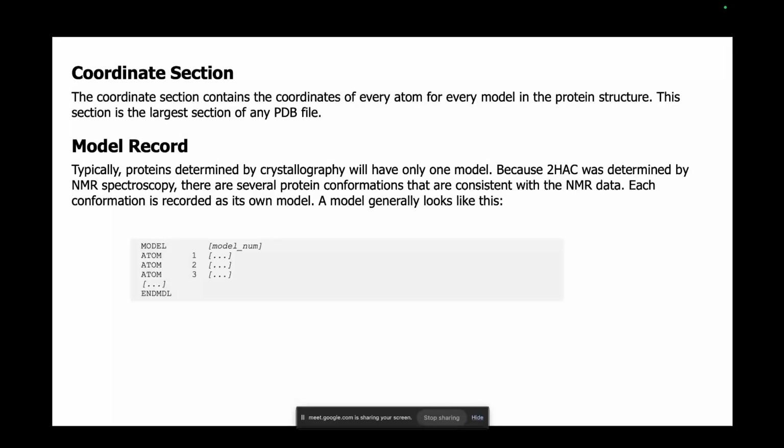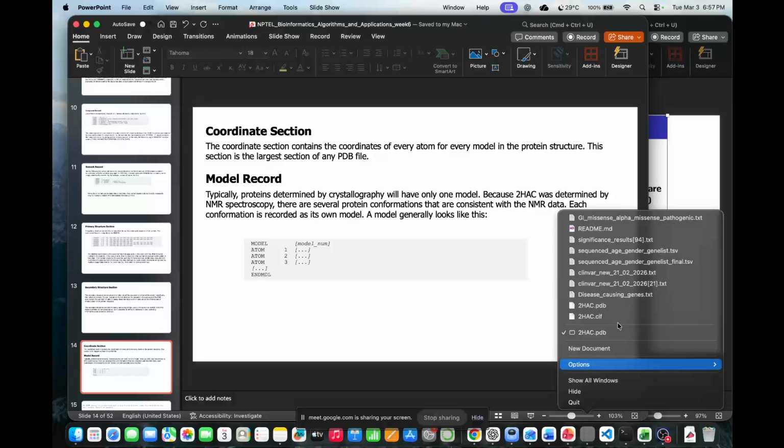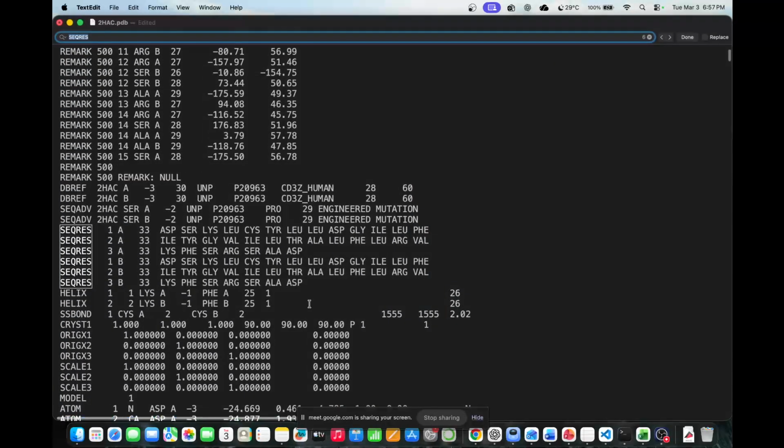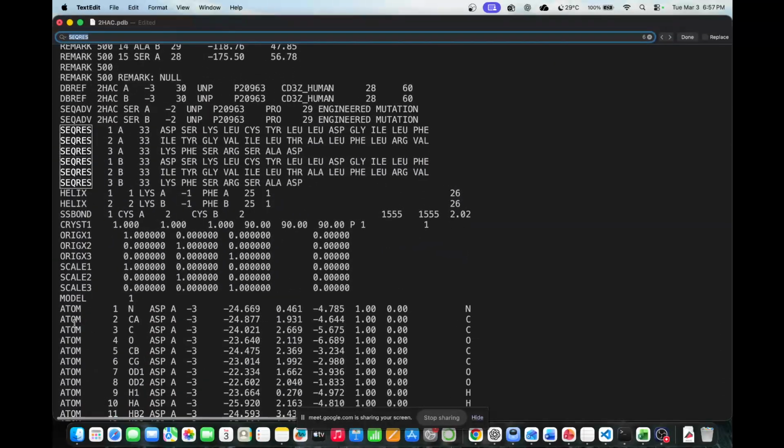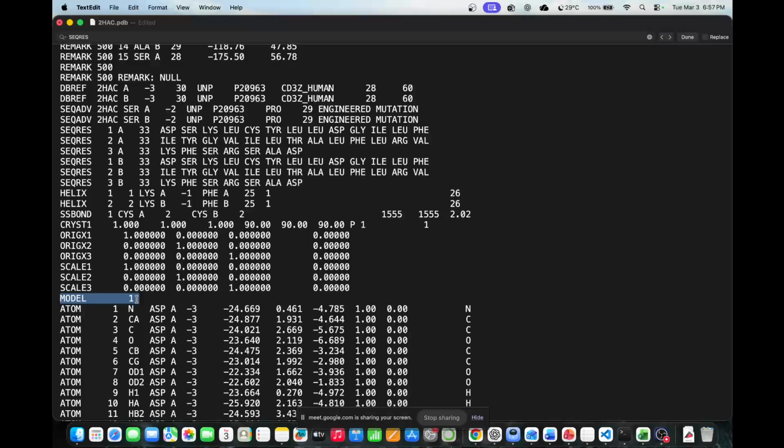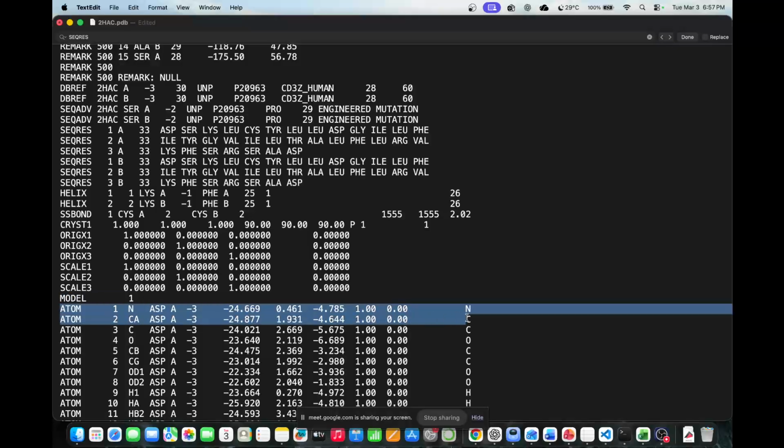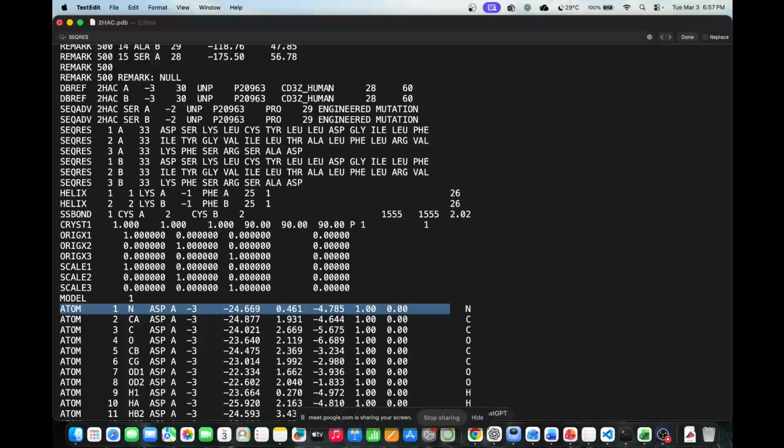Now, the secondary structure, or the actual structure of the protein, is given in this particular model record. It starts with the model number, as I showed in this particular case. So it starts from here. This is the first model number, and these are the atoms of which amino acid, and so on and so forth, right?